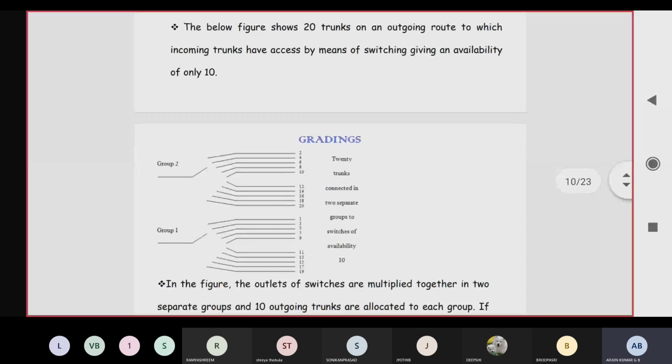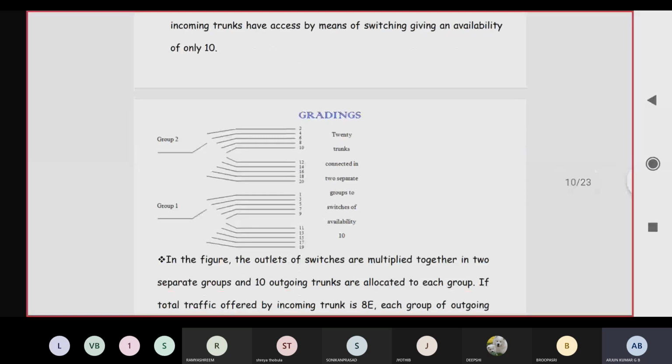Total 20: 10 lines for group 1, another 10 lines for group 2. It means the first 10 lines are dedicated for group 2 customers, and another 10 are dedicated for group 1 customers. Here we are using a total of 20 trunk lines. After we do the grading, the number of lines will be reduced.